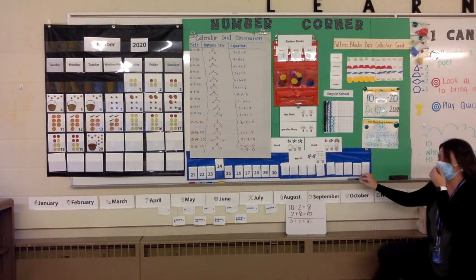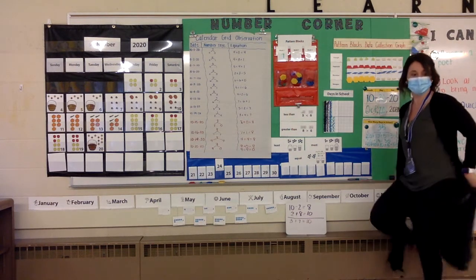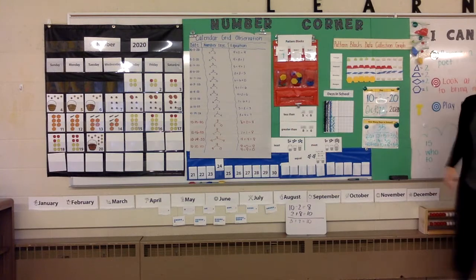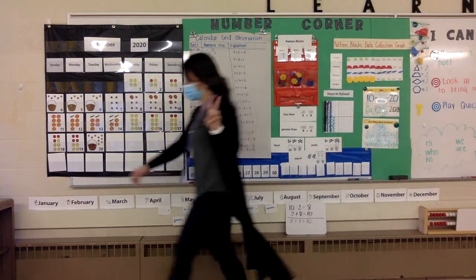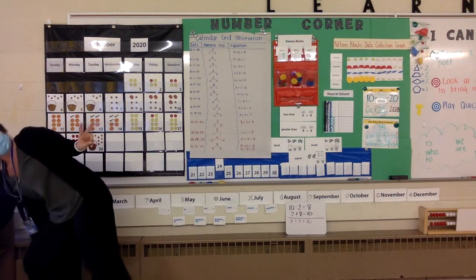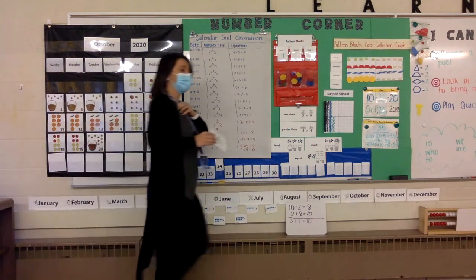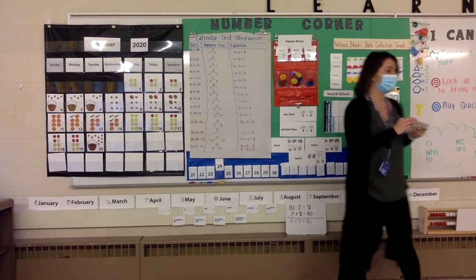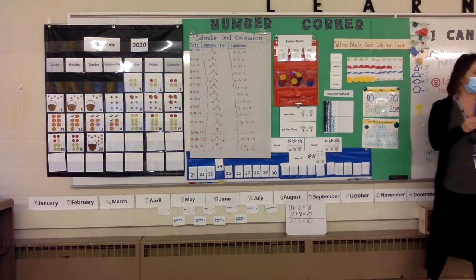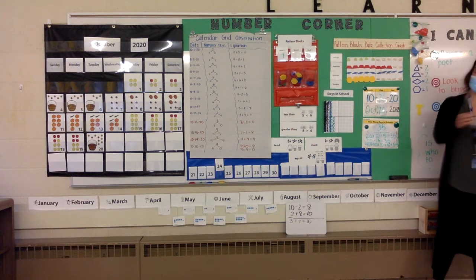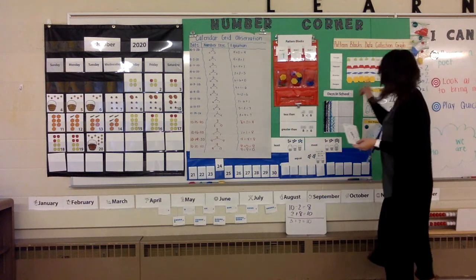We have 2 names for it. Who knows? Mila. A bundle or a decade. Decade. Good. So we're going to go back to our spinner.